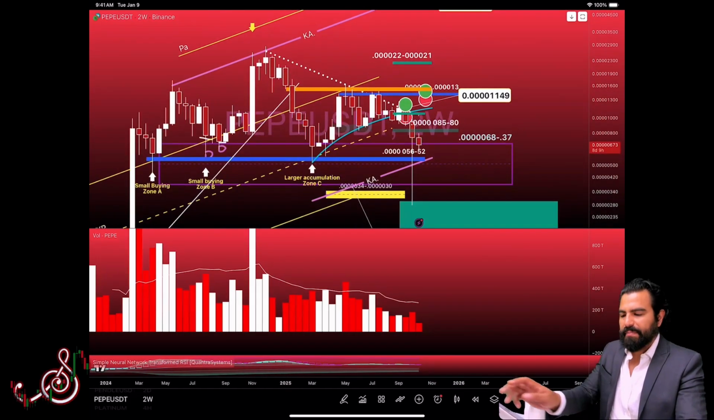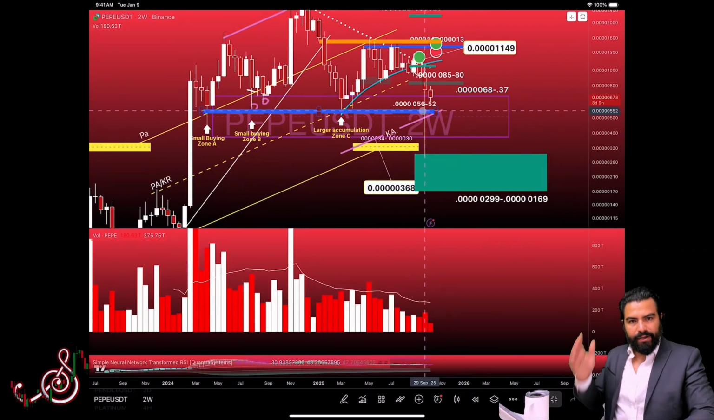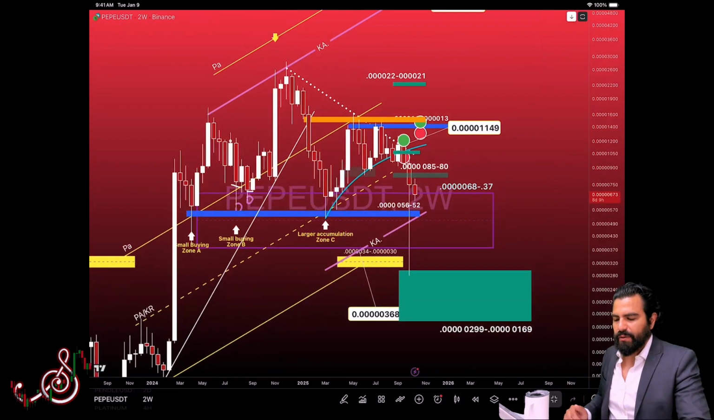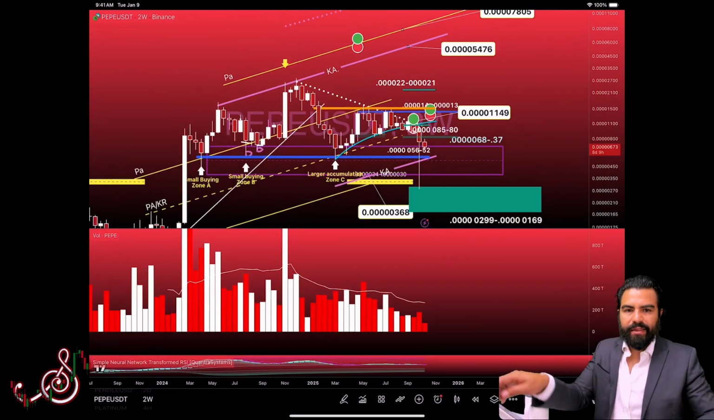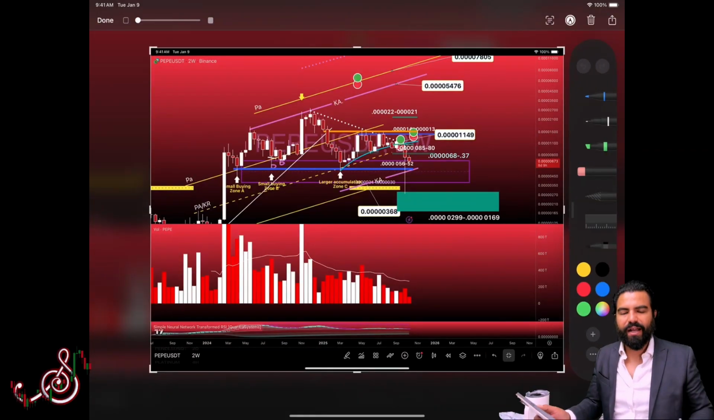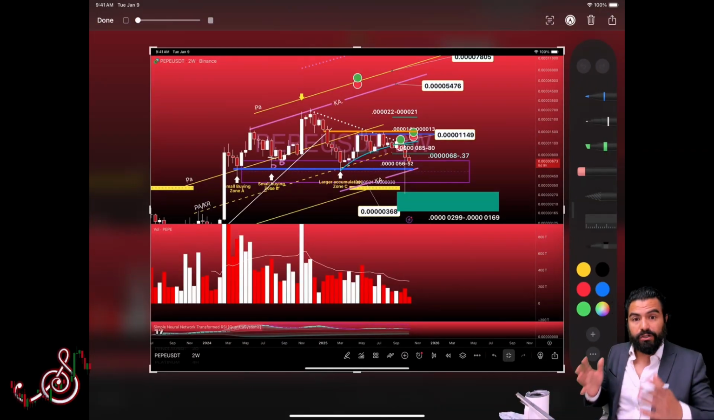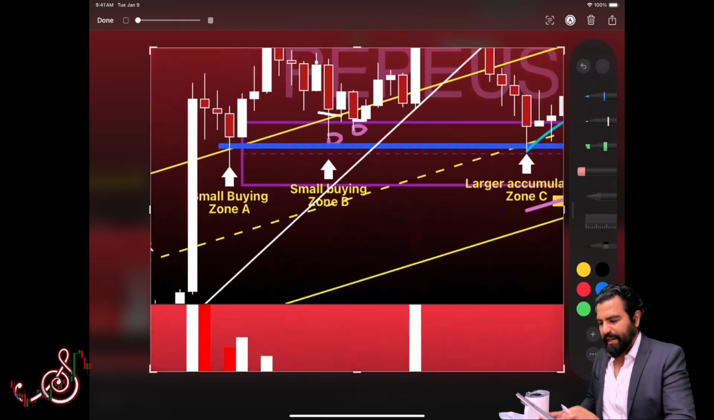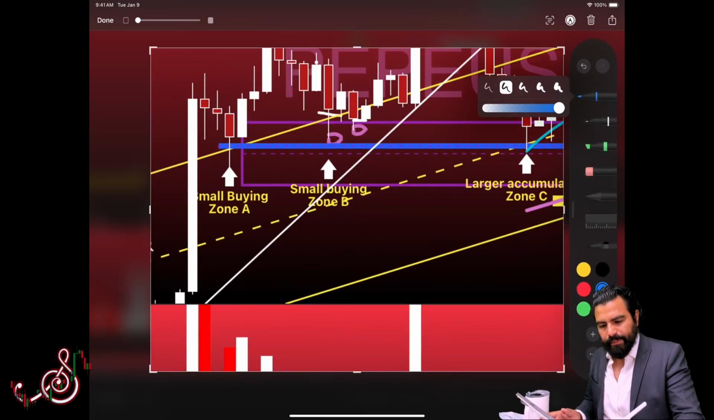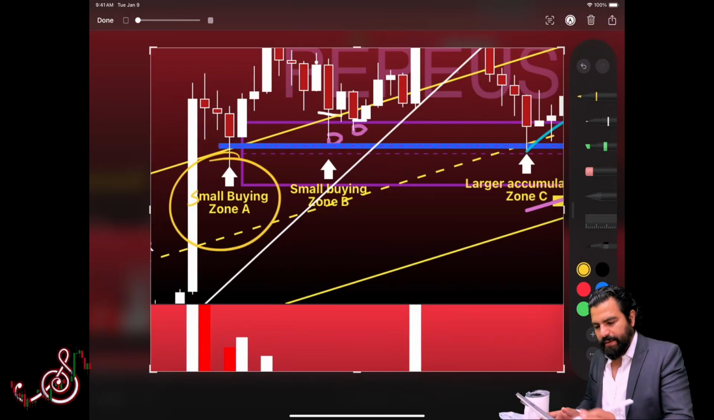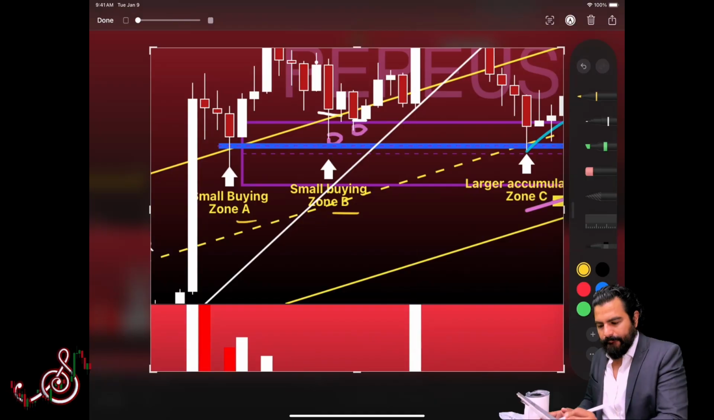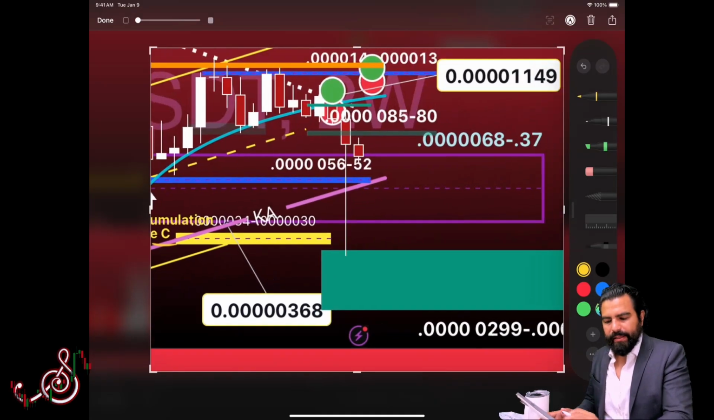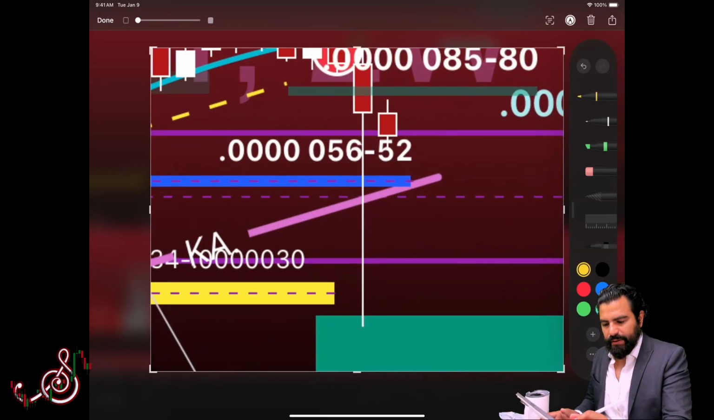I'm looking at PEPE. Yeah, we hit our target here in the flash crash, but I'm not looking for the flash crash stuff. I'm looking for the structural stuff that we can observe taking place. Let's mark it real quick. Here's area number A. Small buying A, B, C, and this is going to now be D, now that we're almost here or already here.